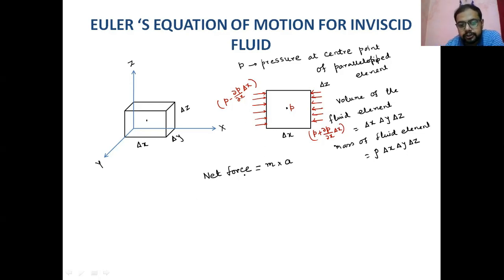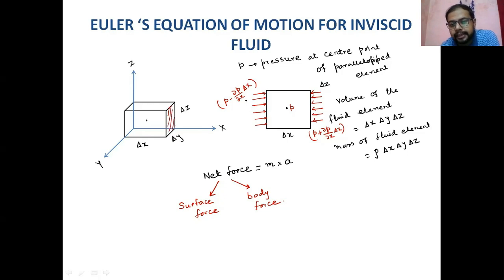The net force has two parts. One is the surface force, another is the body force. Here the surface force is only due to the pressure. So because of the pressure, what is the force acting over it? In this plane we are considering, the area is del Z into del Y, along the x-axis.